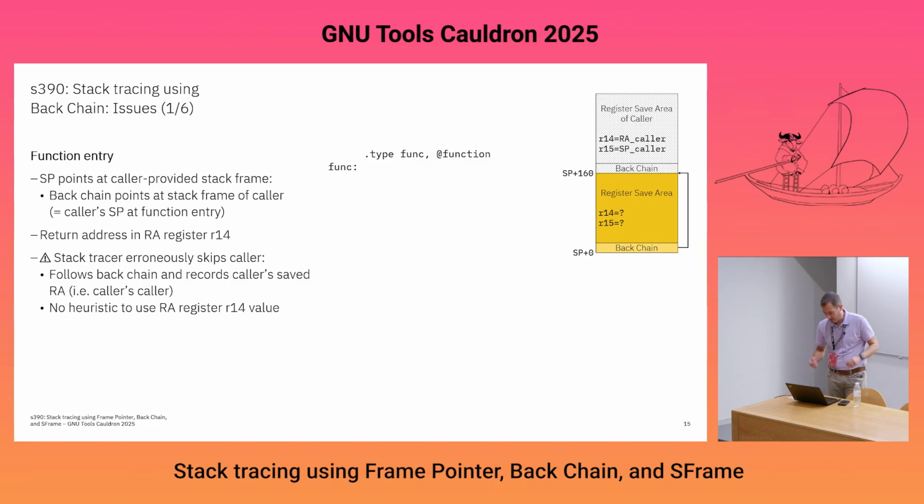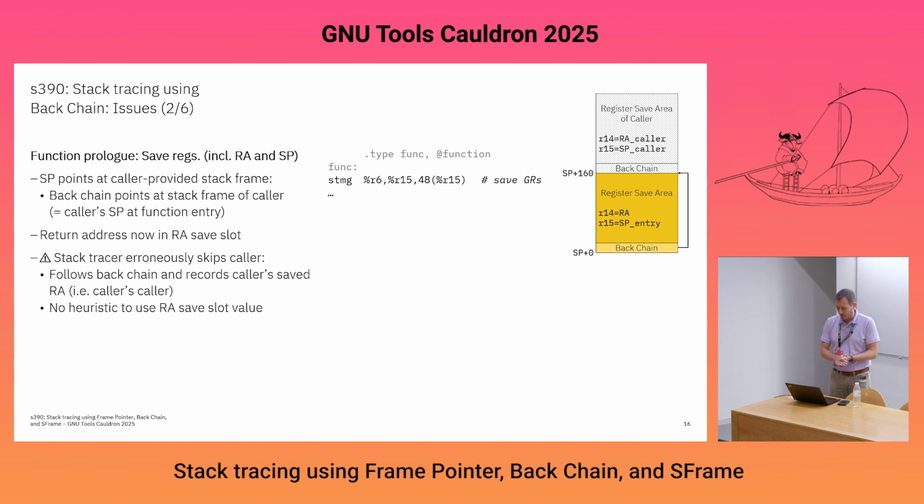So let's have a quick look at several issues with the backchain. As already mentioned, at function entry, the stack pointer points at the caller-provided stack frame and the backchain points at the caller's stack frame. The return address is in a register. And so the stack tracer, as explained, skips the caller. And there is no heuristic to say the stack tracer should better use the return address from the register. After saving the registers, it's the same issue, and there is also no heuristic to say now we should retrieve it from the stack save slot.